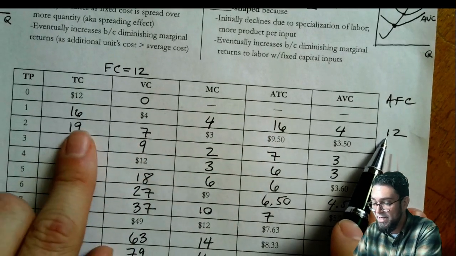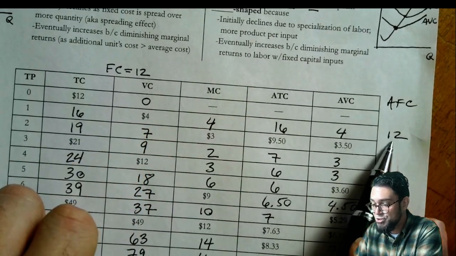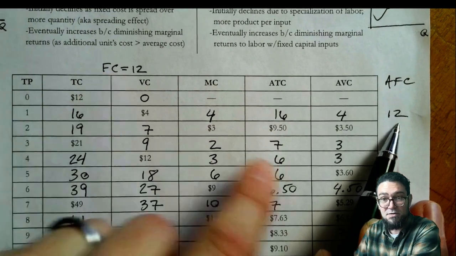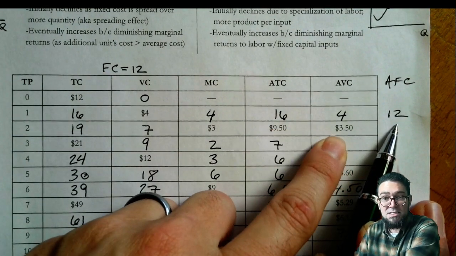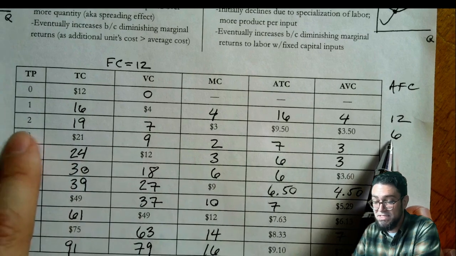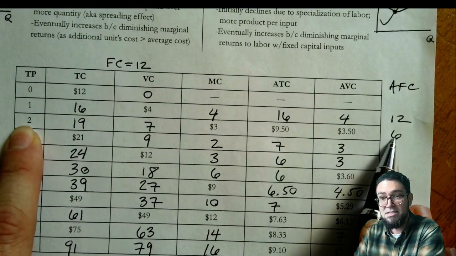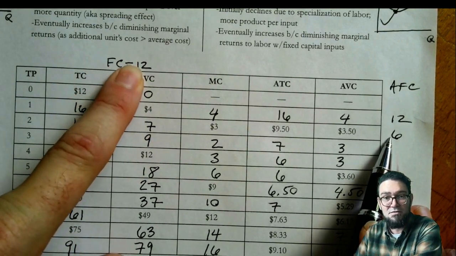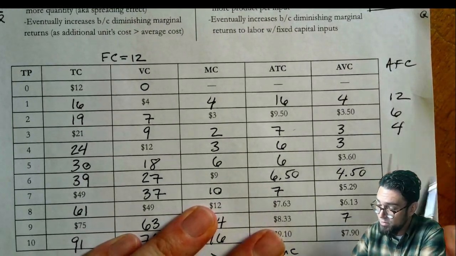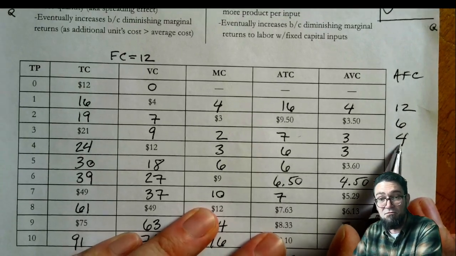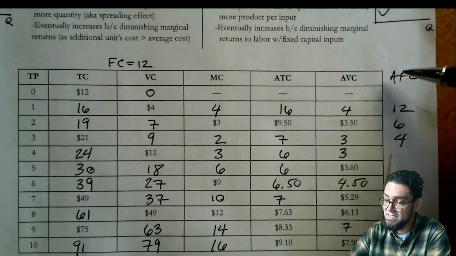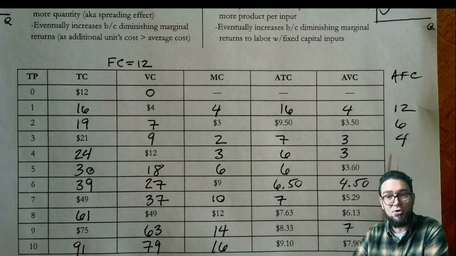Now let's actually work backwards and see. If I take that average and multiply it by the number of units, I'm going to get fixed cost, which is 12. Let's do this again. 6.50 minus 3.50 is 3. The average fixed cost of the second unit is 6. 6 times 2 is 12. I'll do it one last time to prove the concept. 7 minus 3 is 4. That's the average fixed cost. 4 times 3 is 12.